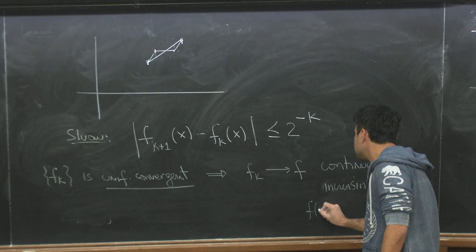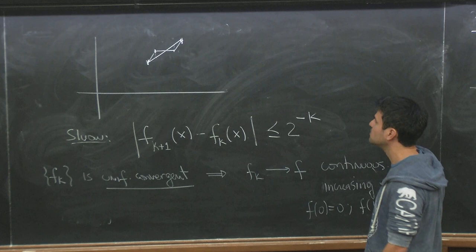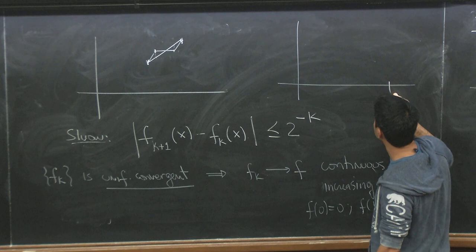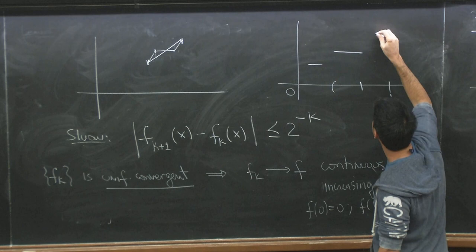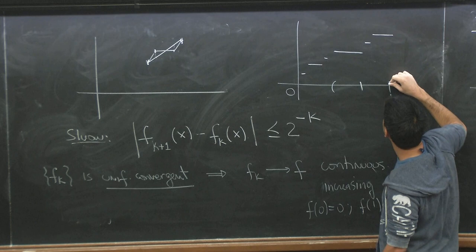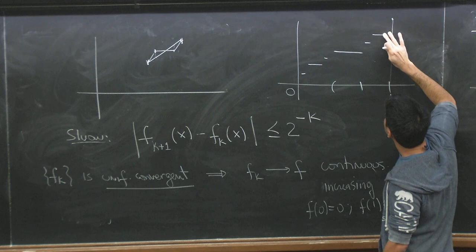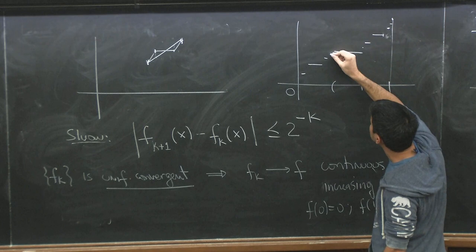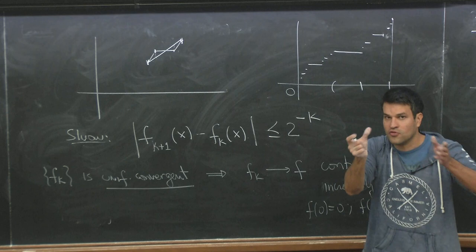f(0) is 0. f(1) is 1. And at the limit, at every one of the intervals of the Cantor set, the function that you constructed is flat, flat here, flat here, flat here. Like the middle third is going to be flat. So f is flat on all the open intervals that you take out of the Cantor set.